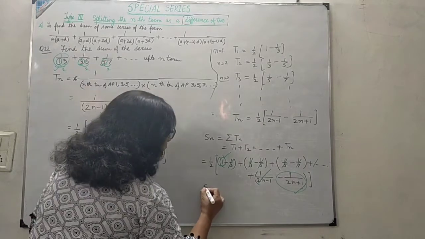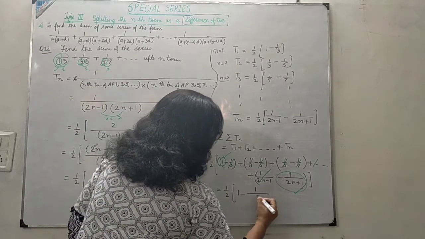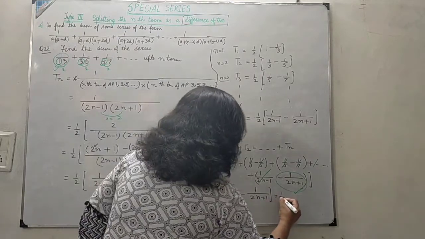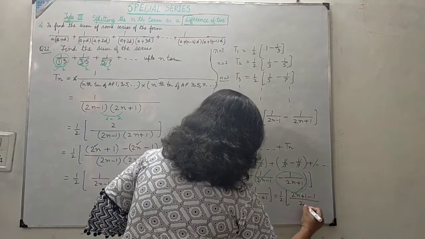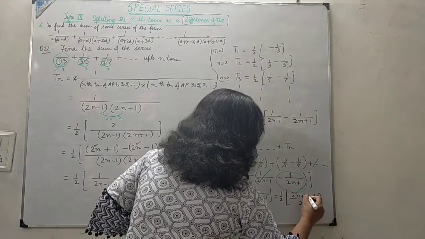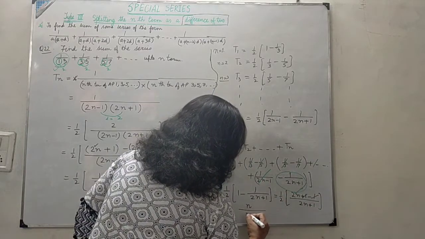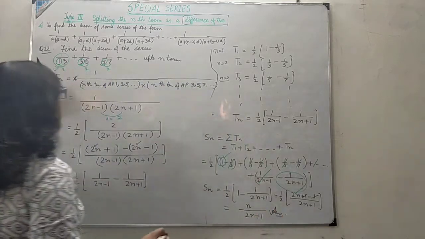And so our Sn, the required sum, will become half into 1 minus 1 over 2n plus 1. So this is half into 2n plus 1 minus 1 upon 2n plus 1. That 1 gets cancelled and the 2 also by chance gets cancelled, giving n upon 2n plus 1. So this is your answer for the required question.